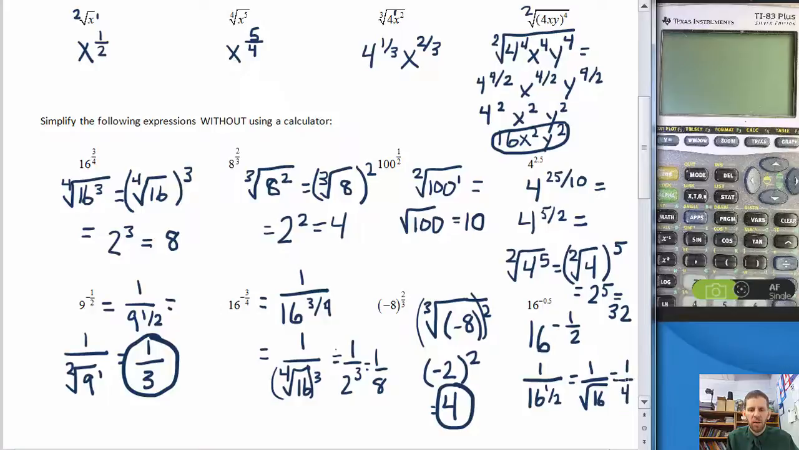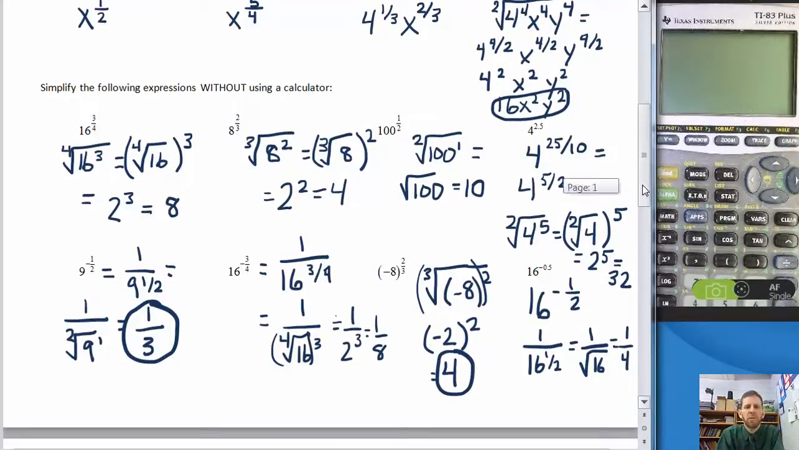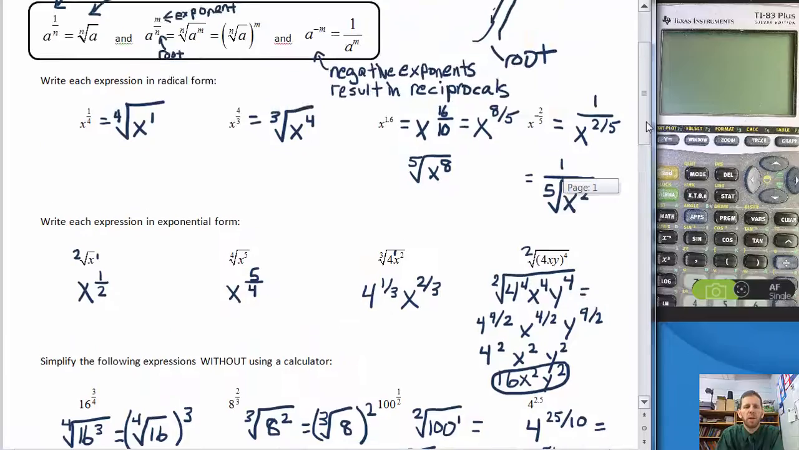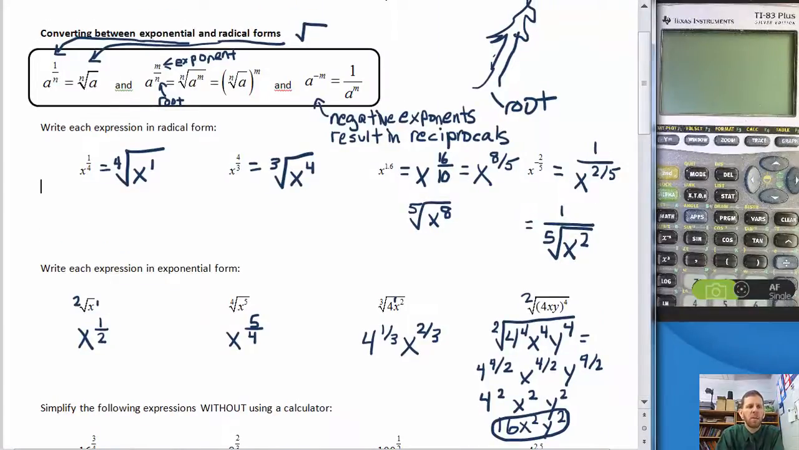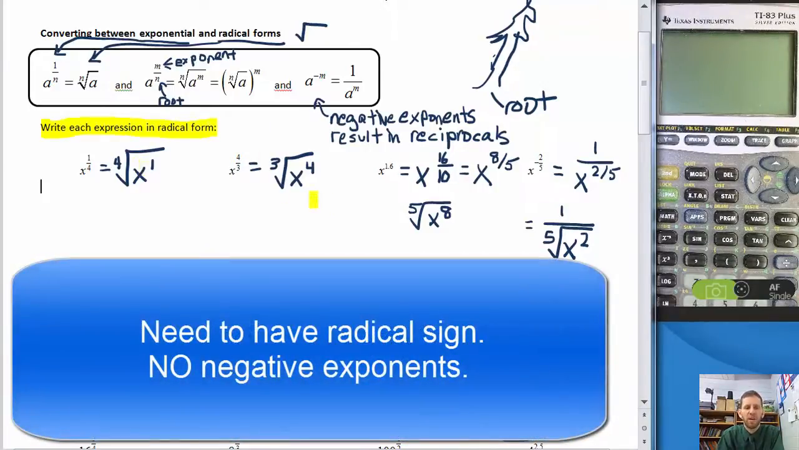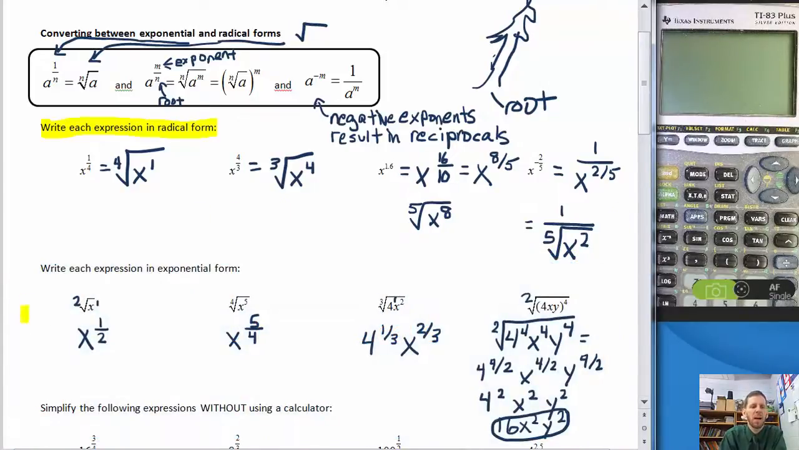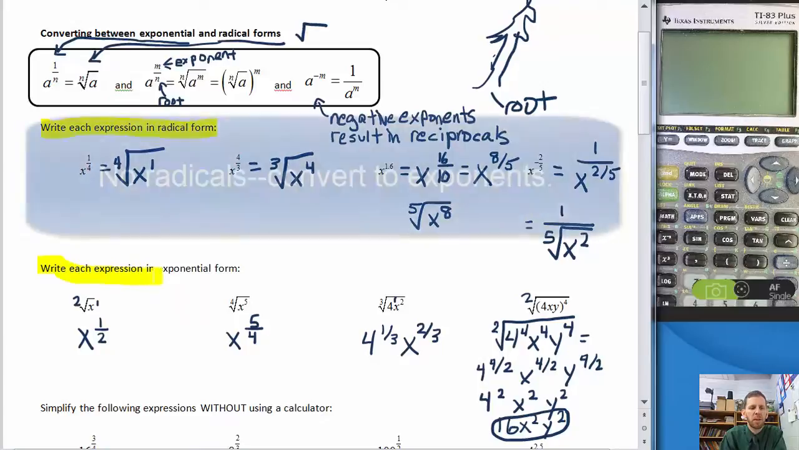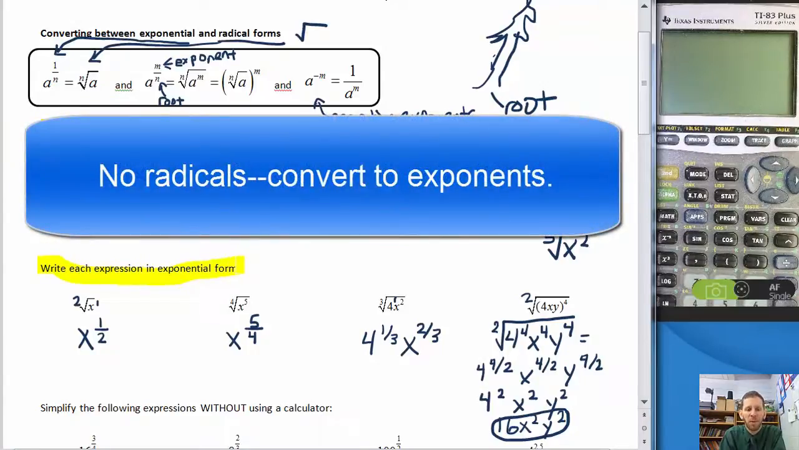Answer, 1/4. So in conclusion, a few things you should consider as you're working on this assignment for today. First, on problems where you're asked to write expressions in radical form, there are 2 things to make sure you understand. Number 1, your answer should have a radical sign, that thing that looks like a square root, cube root, or 5th root symbol. Also make sure you don't write negative exponents in your answer. If it starts with a negative exponent, make sure your radical form does not have a negative exponent in it. On problems where you're writing expressions in exponential form, make sure your answer has an exponent in it.